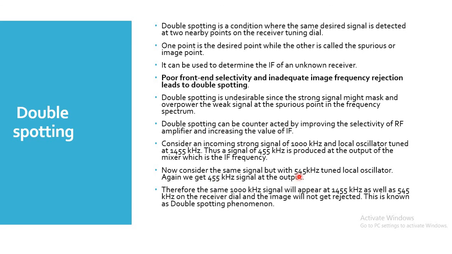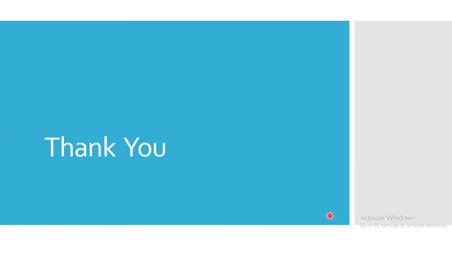Therefore the same 1000 kilohertz signal will appear at 1455 kilohertz as well as at 545 kilohertz on the receiver dial. So this parameter is called double spotting, where we are receiving the same signal at two different locations. Okay, so this is all about double spotting.